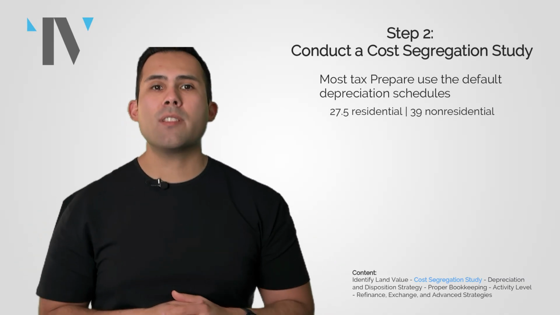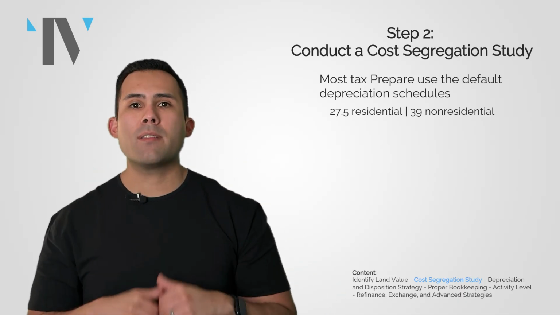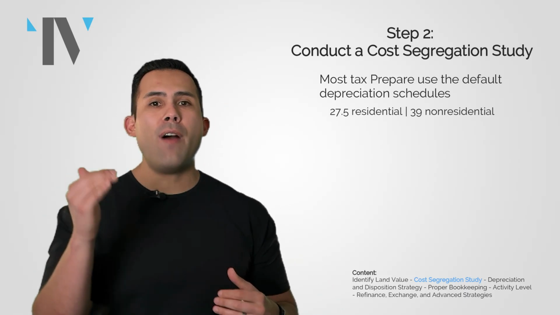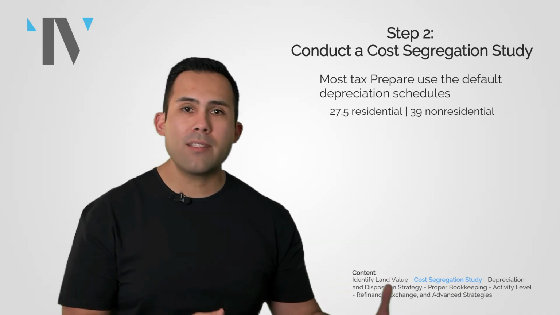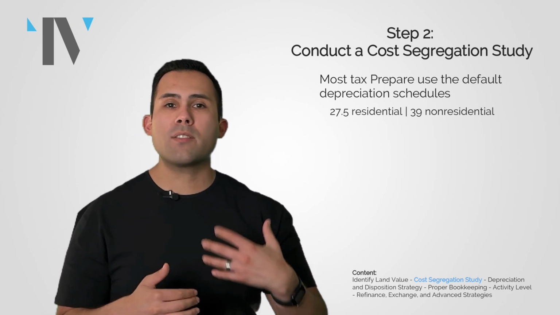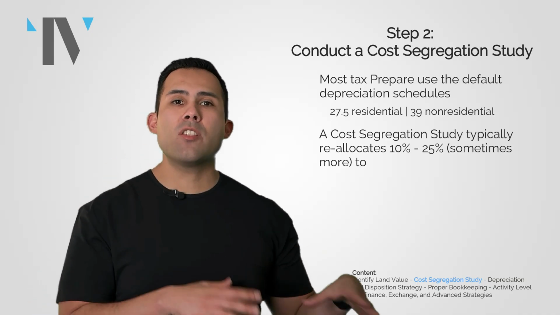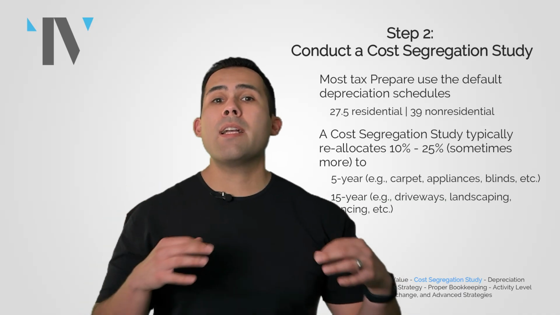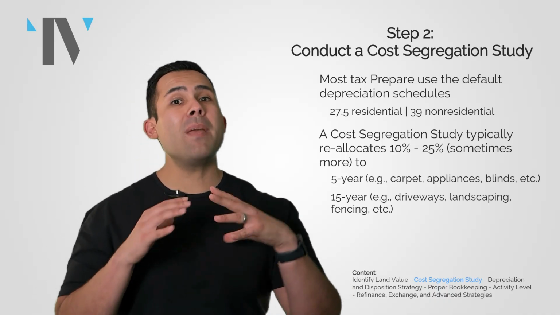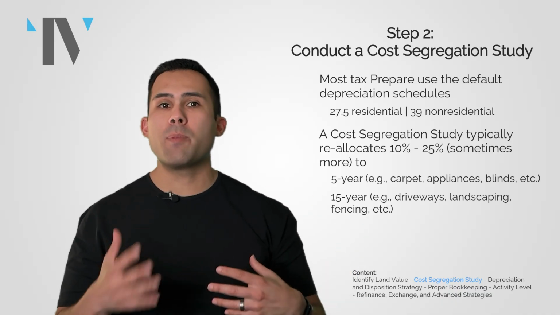With a cost segregation study, we apply accelerated depreciation by breaking down the building into its components. Instead of one big 27.5-year building, we identify things like 5-year property, that's appliances, carpets, blinds, etc., or 15-year property like sidewalks, fences, driveways, landscaping. A typical study reallocates 10 to 25%, sometimes even more, into these shorter recovery periods. That means bigger deductions in the early years, immediate cash flow boost, and strategic flexibility for future renovations or dispositions.